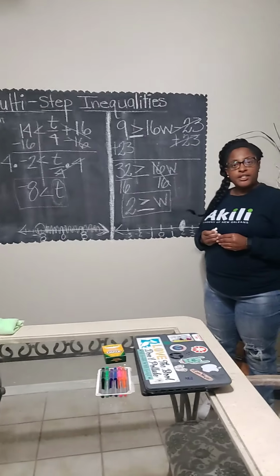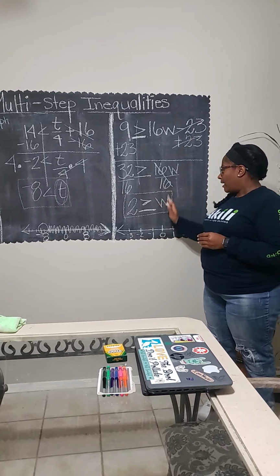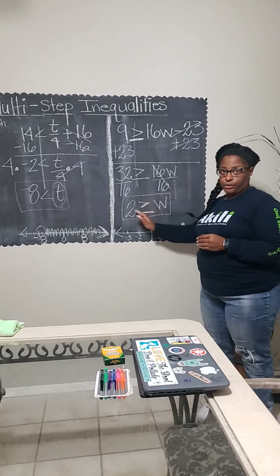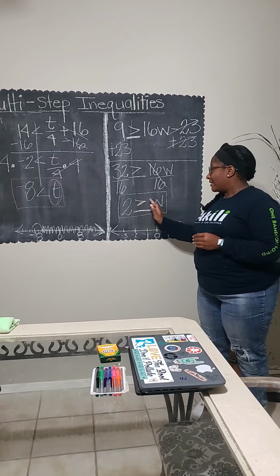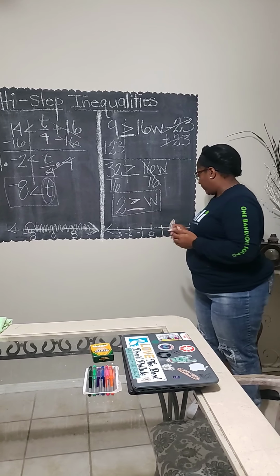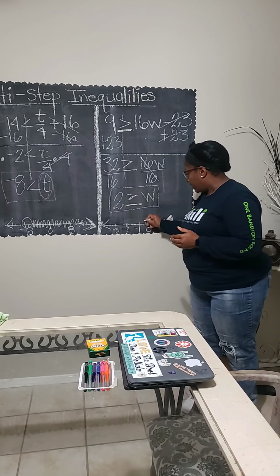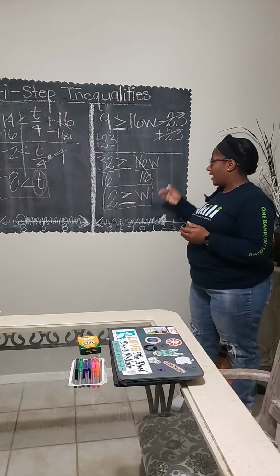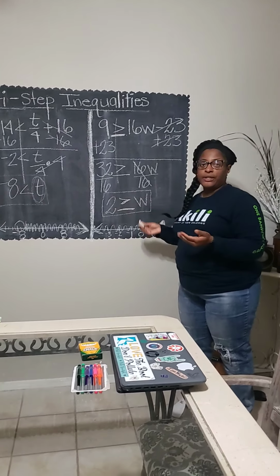To know what direction to shade the line, I start at my variable. W is less than or equal to 2. And we know that anything that's less than 2 is on the left of 2. Less means left. So I'm going to shade my number line to the left. And that is my solution. I have solved and graphed both inequalities.